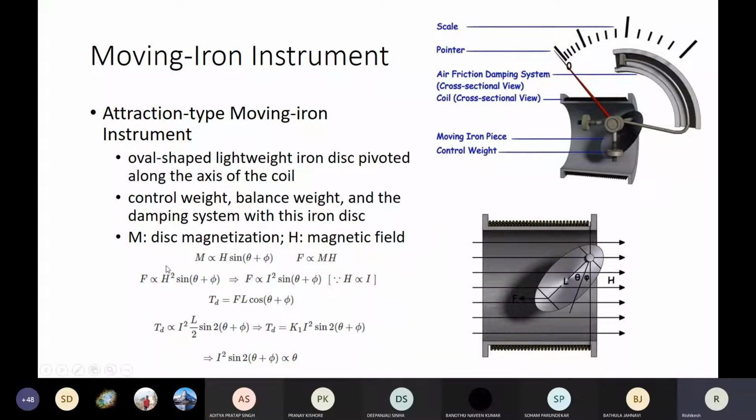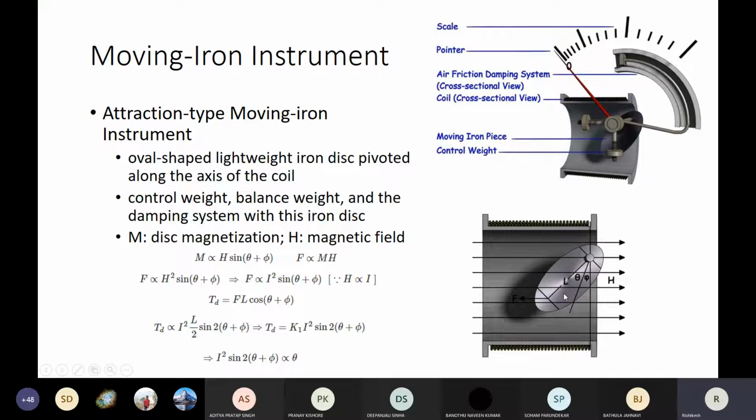Now, who is generating this magnetic field? This magnetic field is generated by the current flowing through this coil, isn't it? So you see a nice view of the cross-sectional view of the coil, the current carrying conductor is shown here. The amount of current is going to decide the amount of magnetic field, and since they are directly proportional, one can see that the force required for rotation is developed in proportion to I square, that is current square. So this sine theta plus phi is simply a scaling factor.